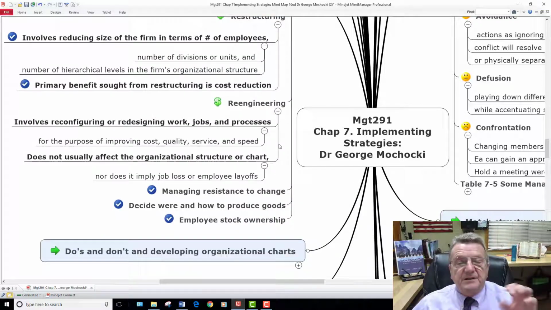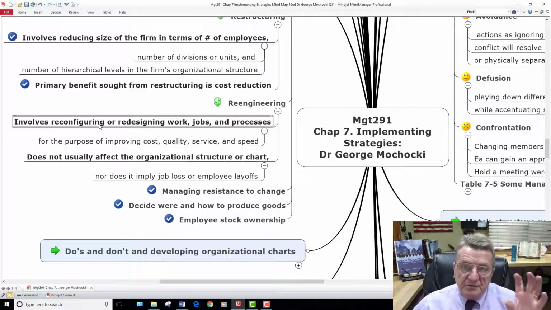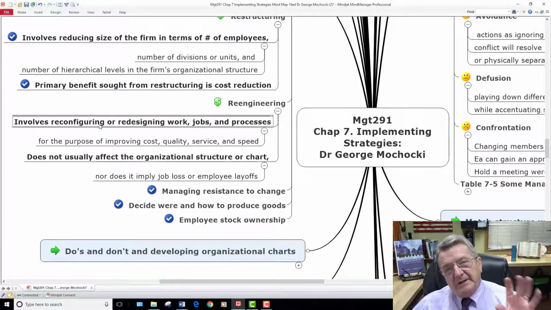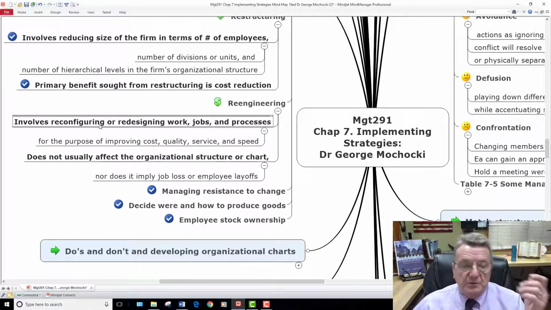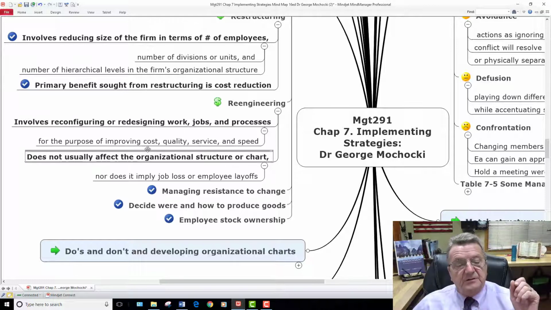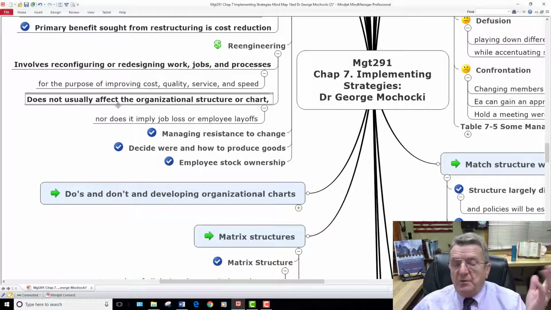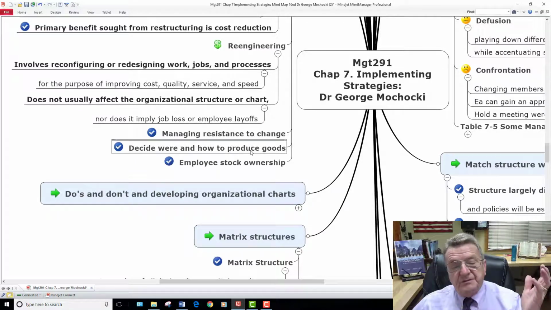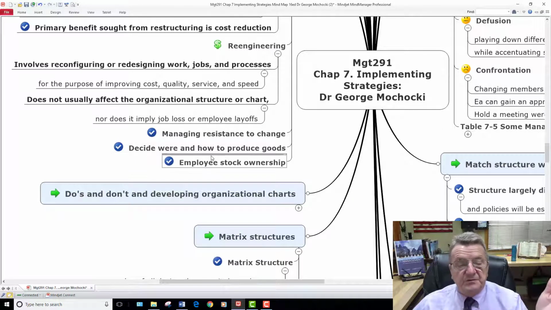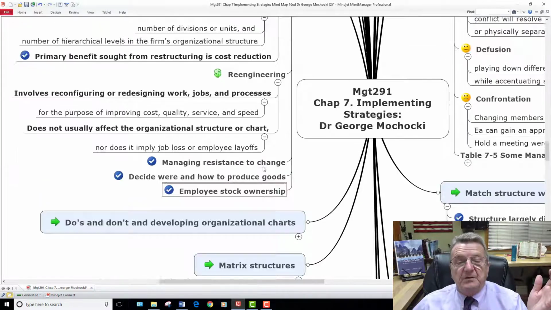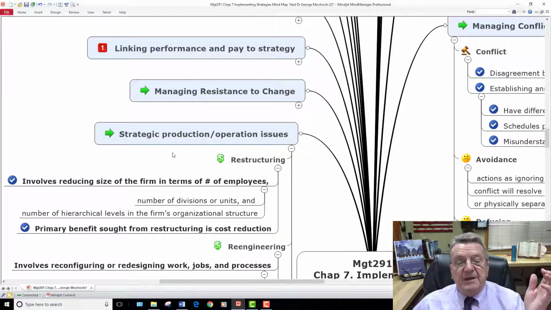Re-engineering is not restructuring. I'm basically reconfiguring the jobs. After I restructure, it works out well, but now I've got to fine tune it. So I do some re-engineering every now and then. It's not as harsh. People just move along, with different titles, different expectations, different goals you have to meet. It looks at cost, quality, and speed. It usually does not affect the organizational chart. Managing resistance to change, deciding where and how to produce the goods, and employee stock ownership. Those are all incentives. Okay?